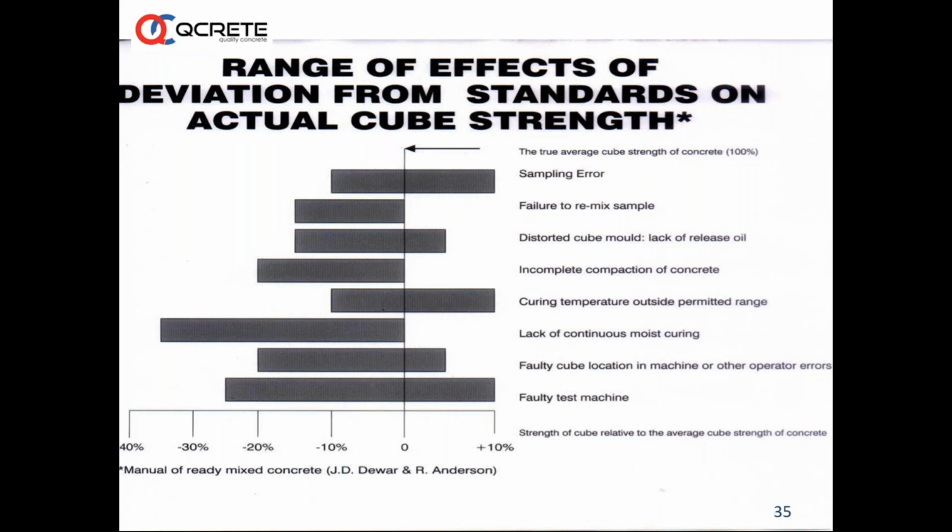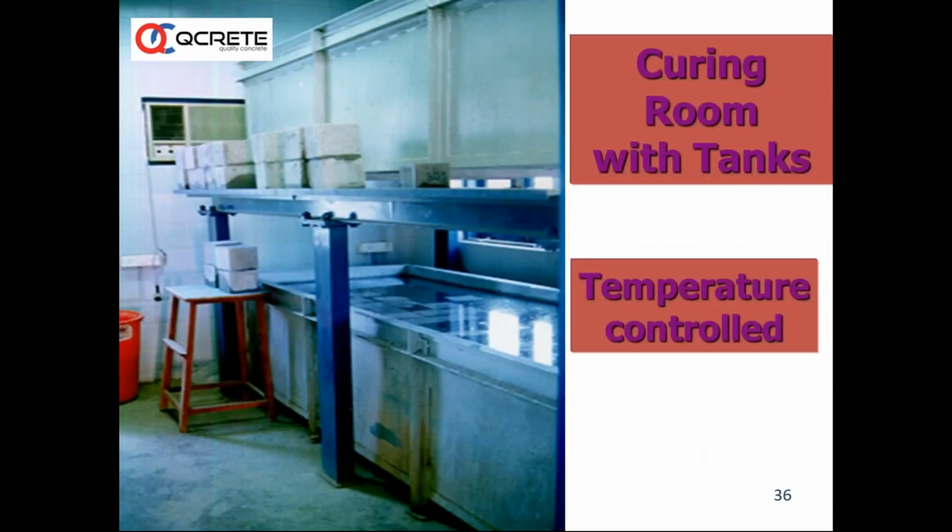Unfortunately, what happens in the field is that this kind of approach is not done at all. If there is any cube failure, they just go to the next step. What is the next step? Go to the core strength. This is not the right way of doing things. We need to follow these things. This is part of the QA/QC system, and both the producer and the client or the customer need to understand this. It is not a one-way traffic. So curing has to be done at 27 plus or minus 2 degrees.